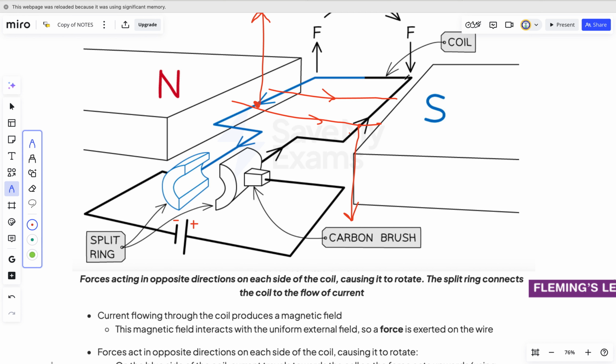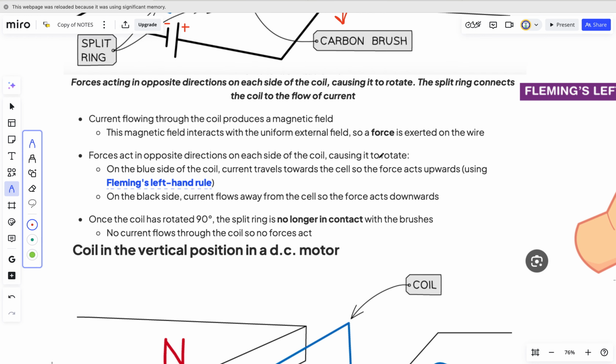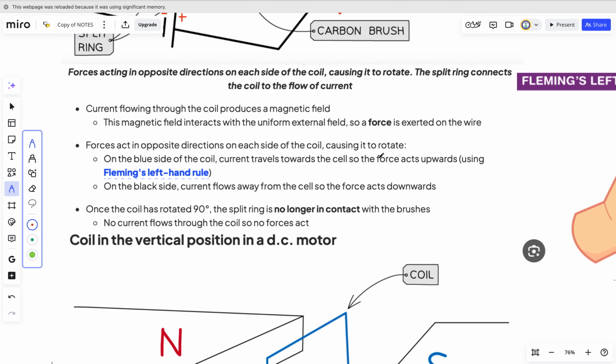We already talked about that. The direction of the force will be determined by Fleming's left-hand rule. Once you understand that, we are good to go, right? We said this magnetic field interacts with the uniform external field, so a force is created. What's the uniform external field? It's the one from the magnet.